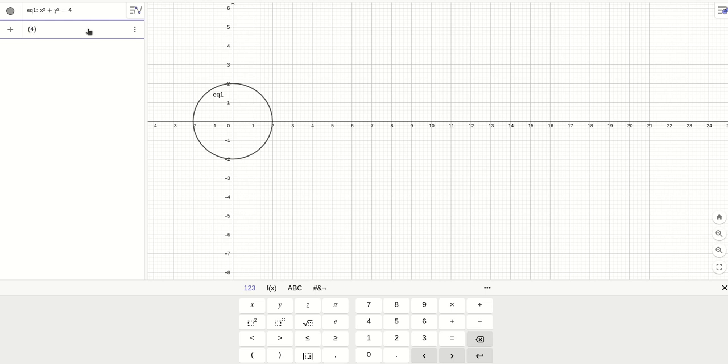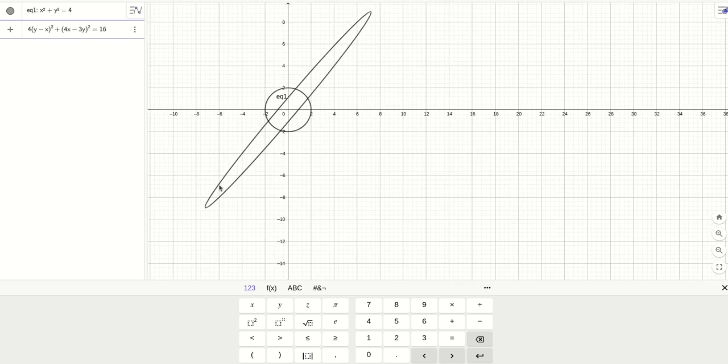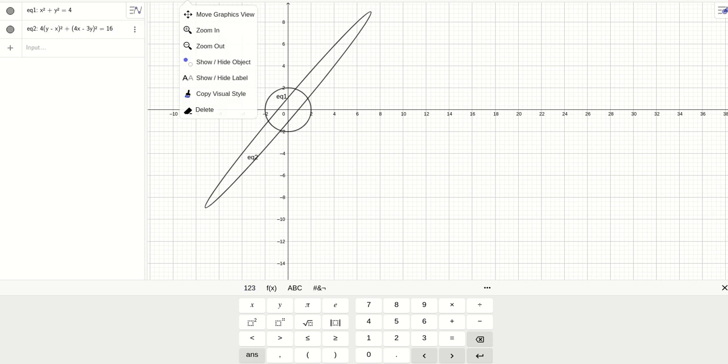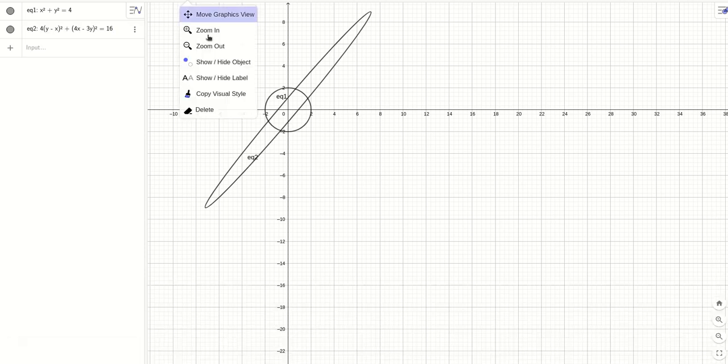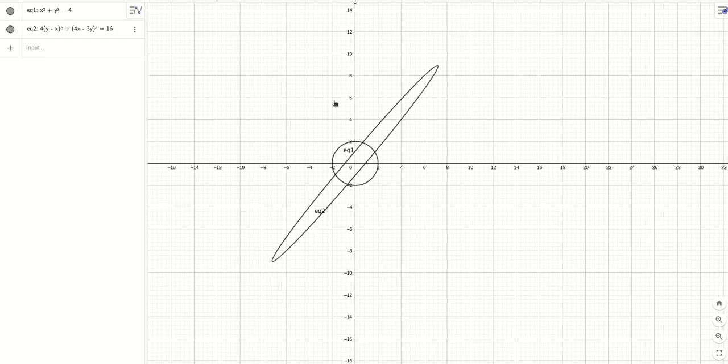4 times by y take away x all squared plus 4x minus 3y all squared equals 16. Now, I'm not saying this is a perfect way of checking your answer. Look at that. It's cool, isn't it? That is basically what we end up with.